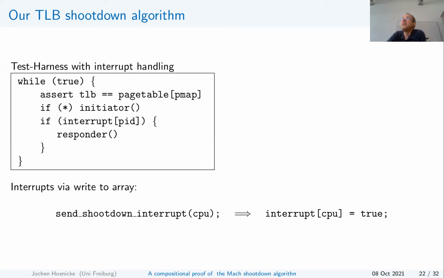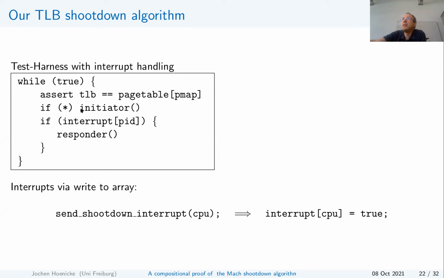So to solve the last 2 problems, we introduced the test harness. So we have a main loop. This main loop also contains a specification, namely that while we are in the main loop, the TLB is always consistent. And it handles the interrupts.